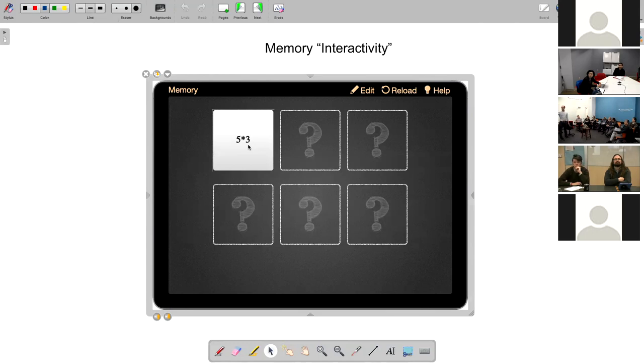Middle box. Okay, nope, that's not right. All right, let's try. John, which would you like to select? Or 5 times 3. Wait, is it the bottom right? Bottom right, okay, let's see. Oh, no. Okay, oh, well, you can see how this would go on.